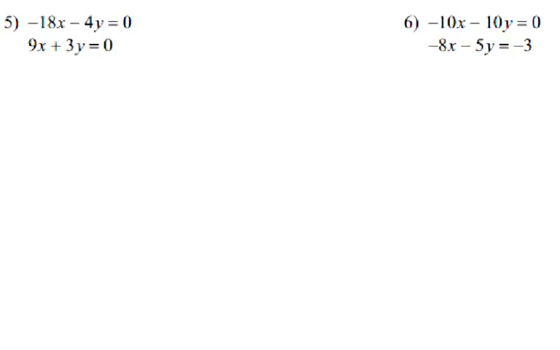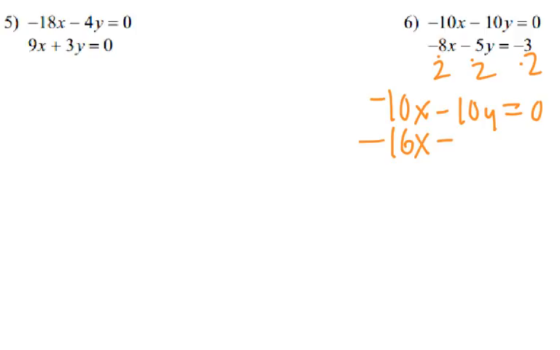Now let's look at number 6. They're lined up, but once again we don't have similar looking coefficients. But 5 can easily become 10 once again if I double it. So I have to times every piece by 2. So I get negative 10x minus 10y equals 0, and negative 16x minus 10y equals negative 6.